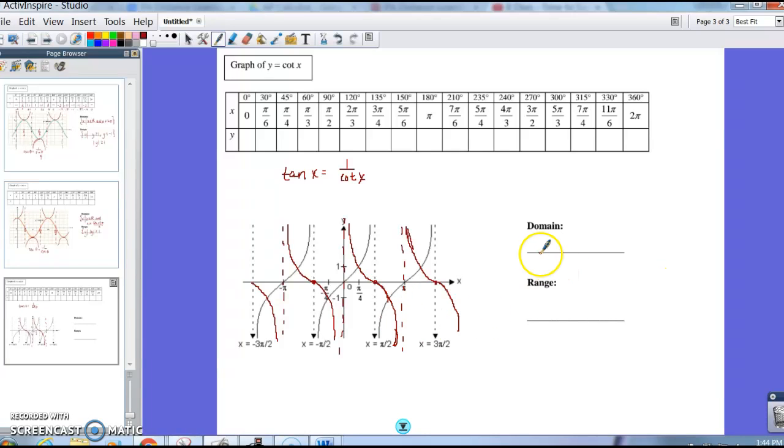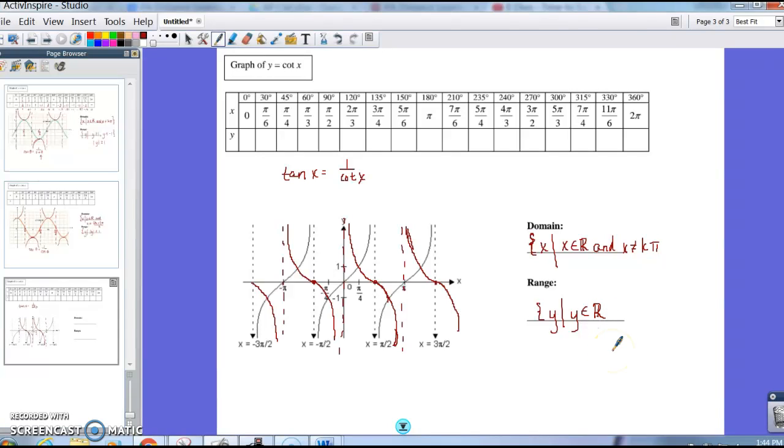Okay, when we talk about the domain, my squiggly bracket looks like a hot mess there. X can be anything again, except same as we had with cosecant. Multiples of pi would generate an asymptote. And then your range can be anything because the graph goes up and up forever and down into the negatives forever. So in this case, your range can be anything.